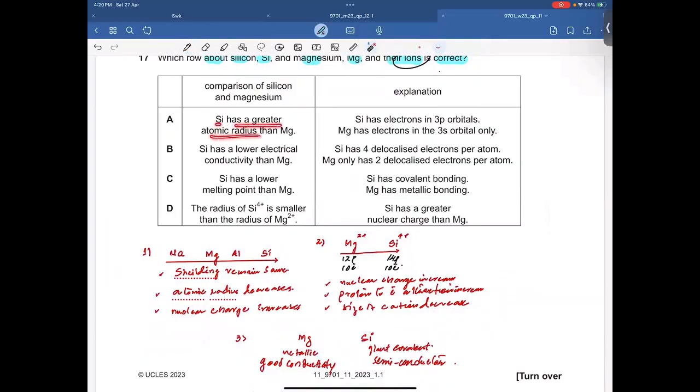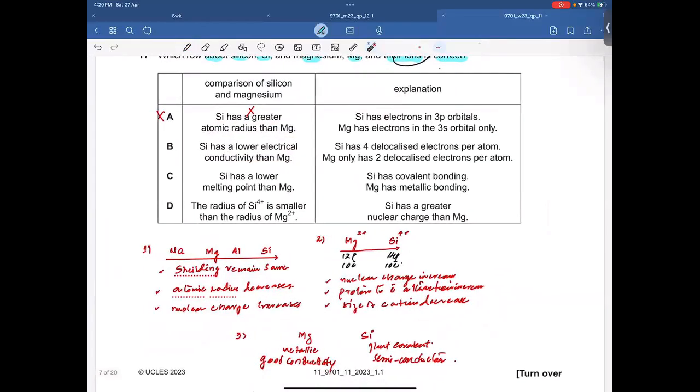Silicon has a greater atomic radius than magnesium. No, atomic radius decreases, which means silicon has a smaller radius than magnesium. And so this statement is incorrect. Obviously, option A is incorrect. Silicon has a lower conductivity than magnesium. All right, silicon is a semiconductor, whereas magnesium is a good conductor. So this statement is right. Let's talk about option B. Silicon has 4 delocalized electrons per atom. Silicon is a non-metal. It has no metallic bond, and so it has no delocalized electrons, which means this statement is incorrect, and therefore option B is also incorrect.